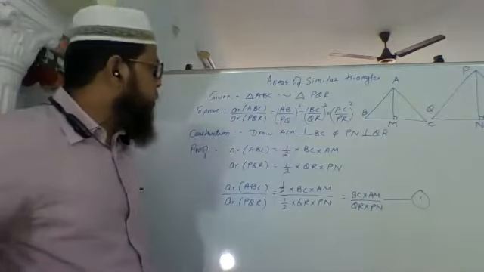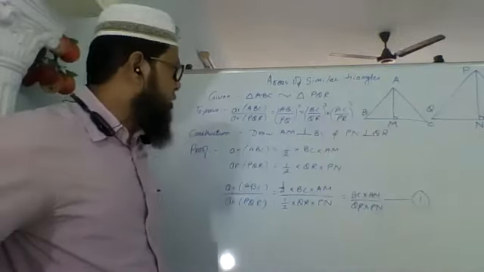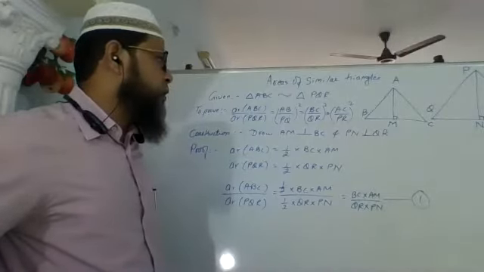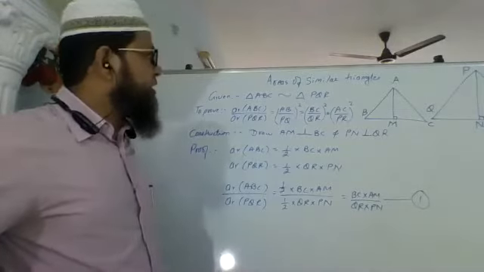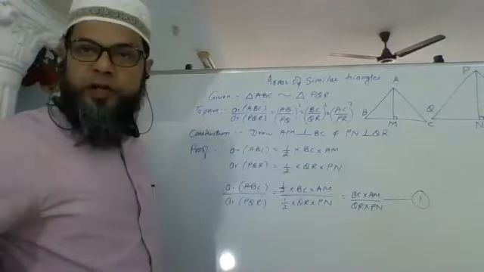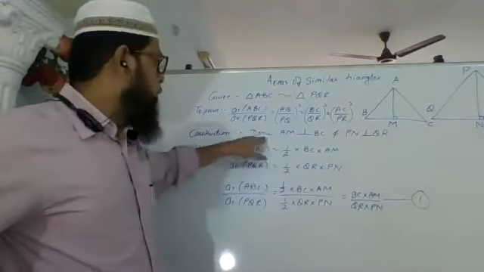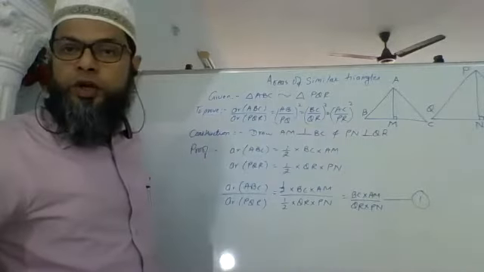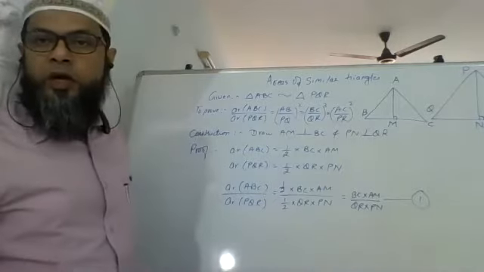equals AB upon PQ the whole square, equals BC upon QR the whole square, equals AC upon PR the whole square. That is what we have to prove. So for construction, in those two triangles, we'll draw the altitudes or perpendiculars. Draw AM perpendicular to BC and PN perpendicular to QR.